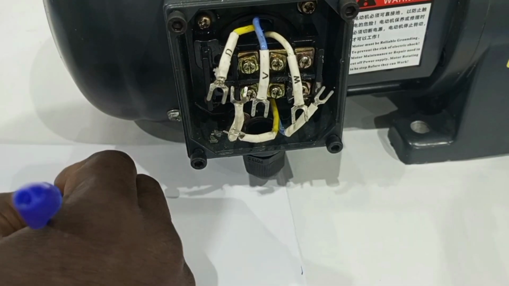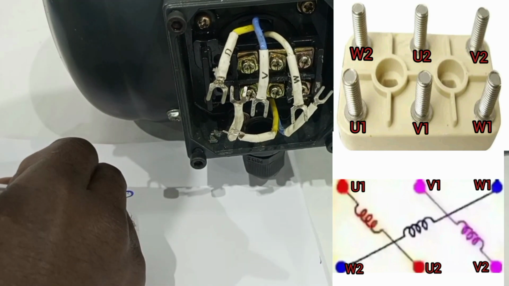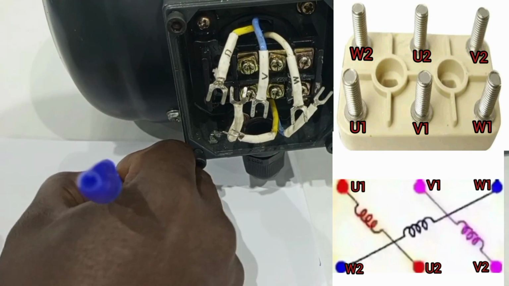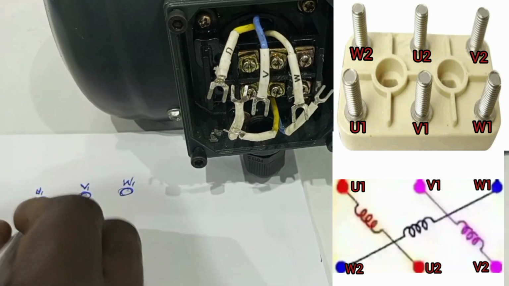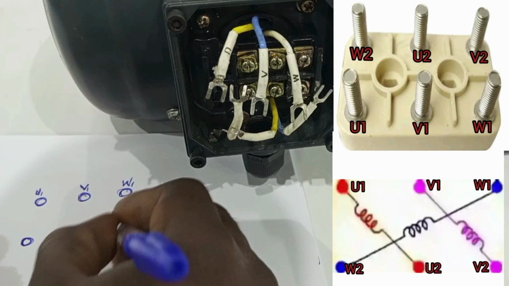Here you have 1, 2, and then 3. And we can label this U1, V1, and then W1. Then at the bottom, we will also have 1, 2, 3.